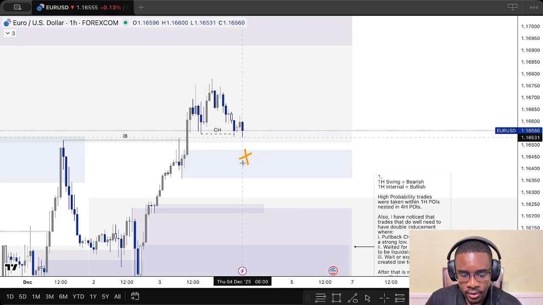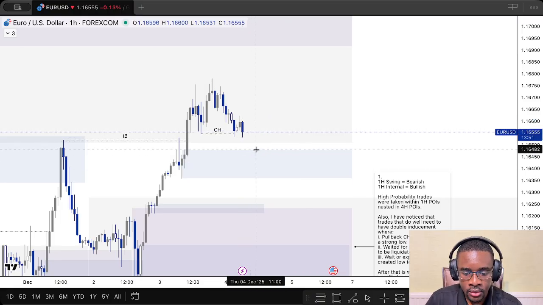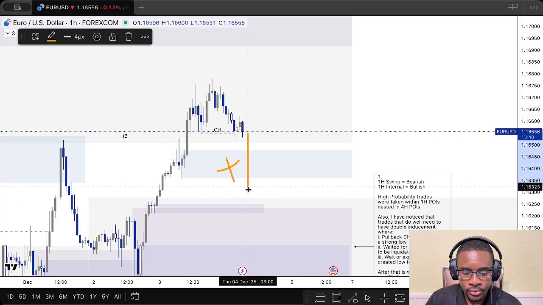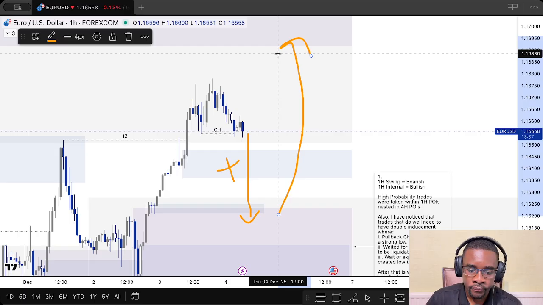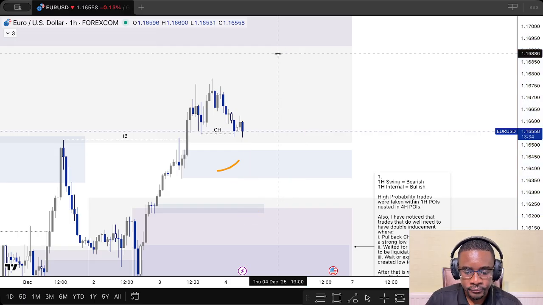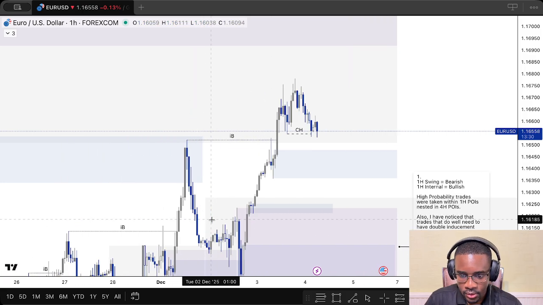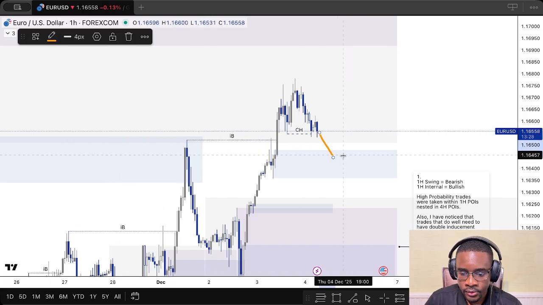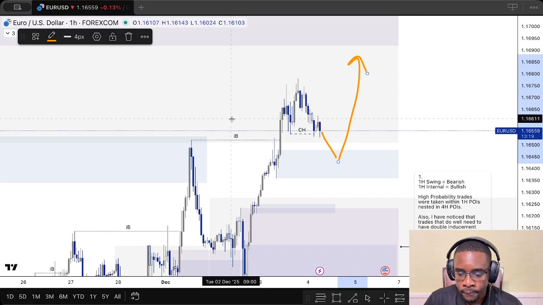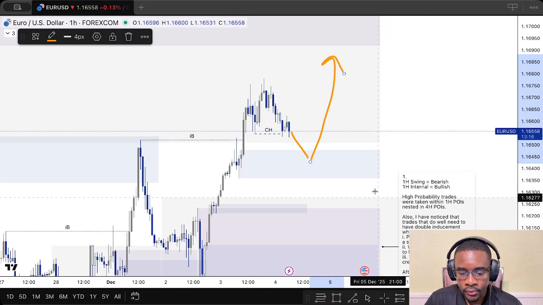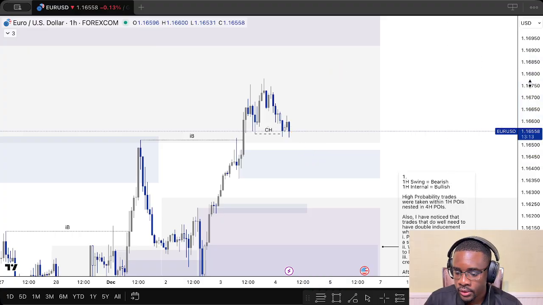However, I would think that this would be eliminated and price will continue to at least mitigate the 4 hour demand before it continues to mitigate the 4 hour supply, if that is going to happen. All right, else if it hits this 1 hour demand and then continues bullish, it's also an option. Okay, it's also an option, but does it look likely? What are the odds? Let's look at this.